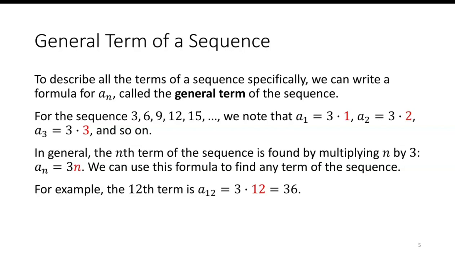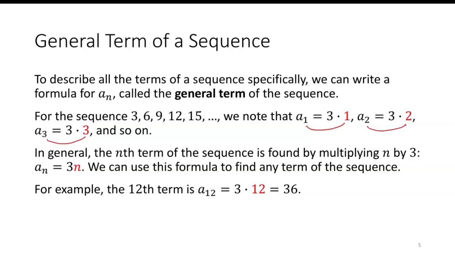To describe all the terms in a sequence specifically, you can write a formula for a sub n, which we call the general term of the sequence. So when you see numbers like 3, 6, 9, 12, 15, note that a sub 1 is 3 times 1. A sub 2 is 6, which is 3 times 2. A sub 3 is 9, which is 3 times 3. And we start noticing a pattern: the 1 and the 1, the 2 and the 2, the 3 and the 3.